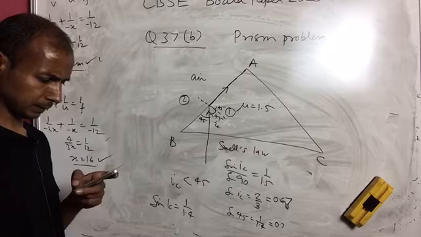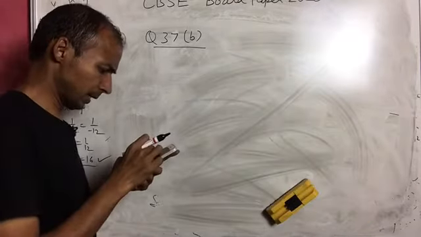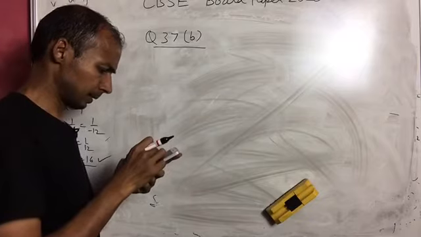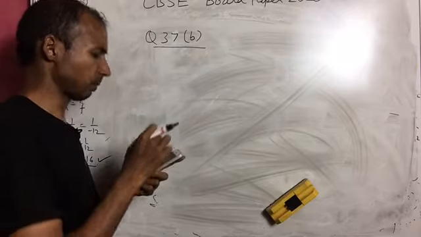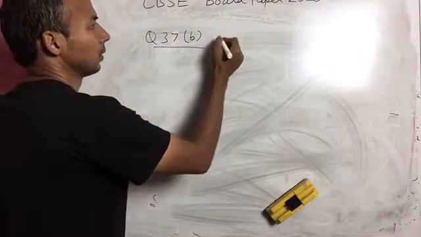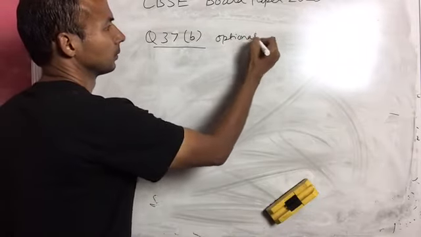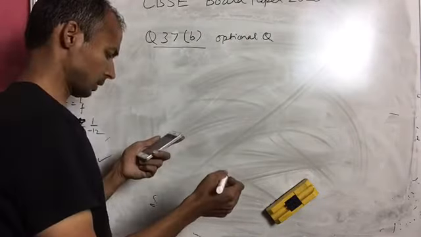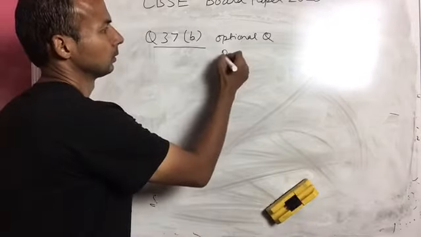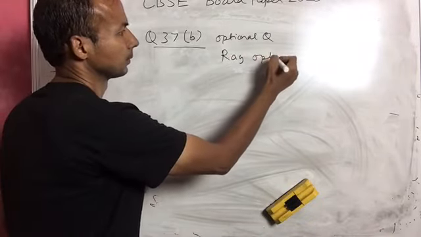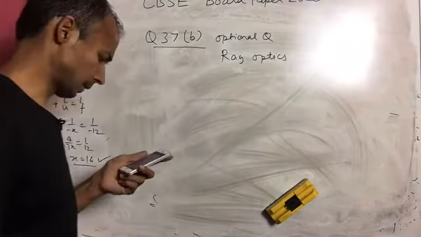Okay, now let us see the next question. Next question is 37 optional B part. 37B optional question. This question is on again ray optics. Okay, so let us see.